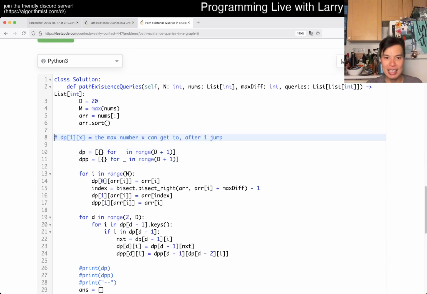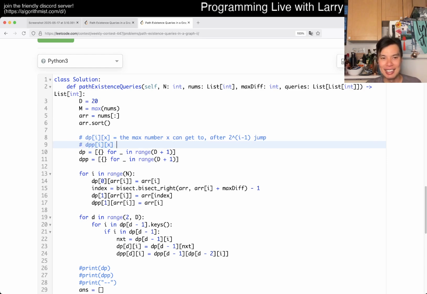So you want to say, yeah, dp sub i is kind of like after 2 to the i jumps, maybe i minus 1 jump actually, but yeah. Then in this case, dpp is you go to the max number of x can get to after 2 to the i minus 1 minus 1 jump, or maybe something like that.